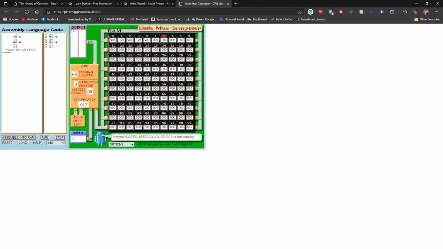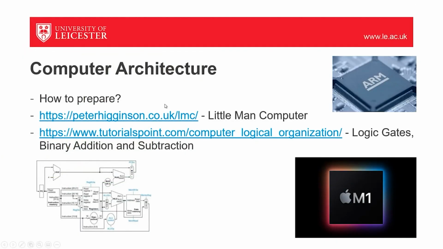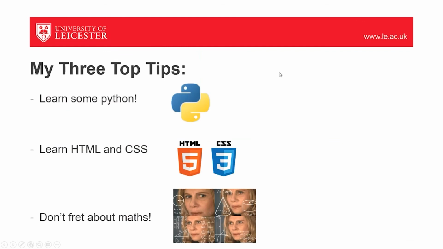So if you want a little play around, you can edit this code and everything as well. If you want to create your own programs, it's a really cool little tool online. So that is computer architecture, another really good topic to start your university journey. So my 3 top tips: learn some Python, learn some HTML, CSS, and don't fret about maths.